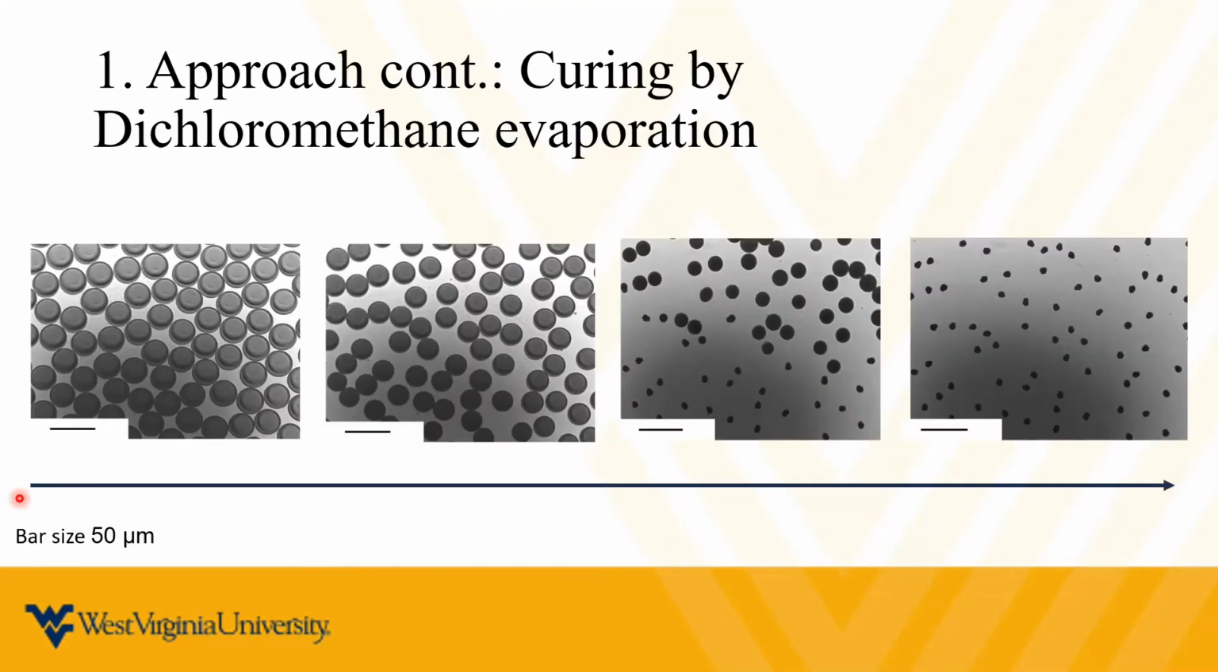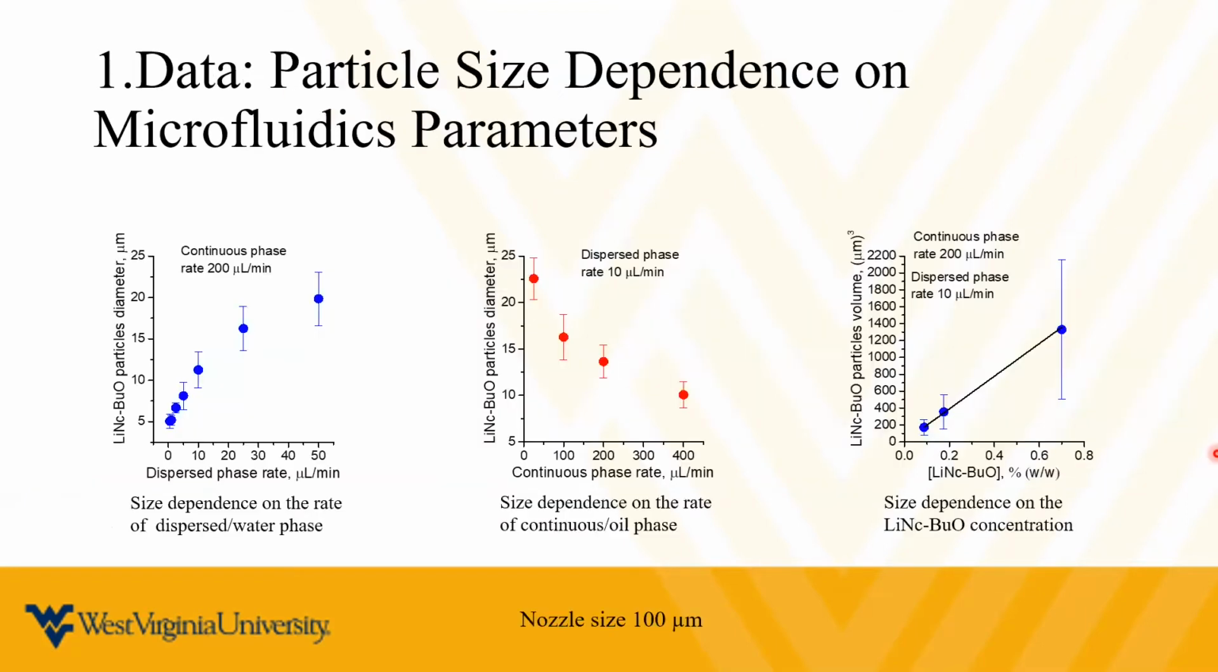These pictures show how the particles shrink after being formed by microfluidics as the dichloromethane, which was mixed with the crystals to create the oil phase, evaporates. And when it's done evaporating, right here, you can see the particles have a homogeneous size.